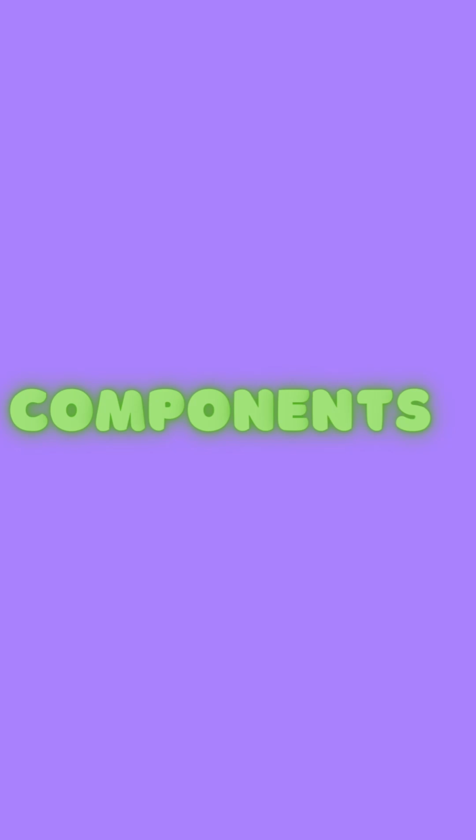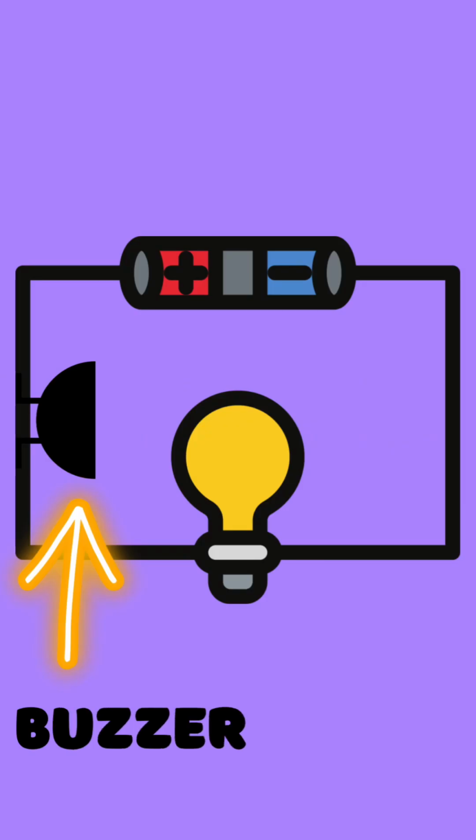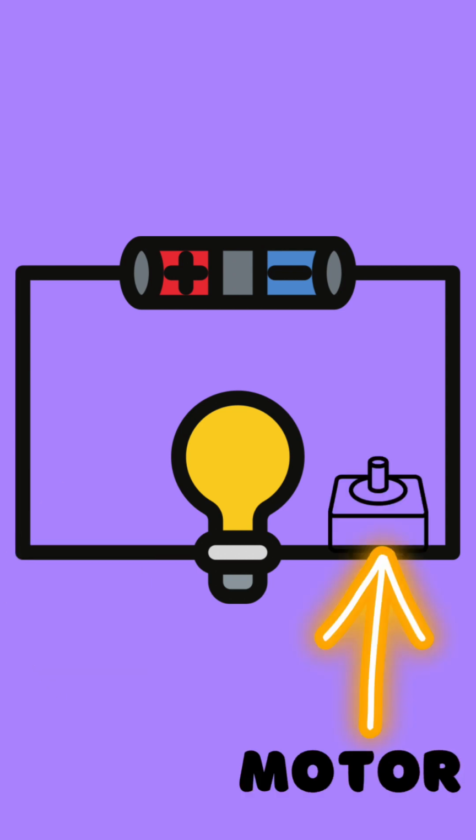One example of a component is a buzzer. This will make a buzzing or beeping noise when electricity passes through it. A motor is another component. This will spin when electricity runs through it.